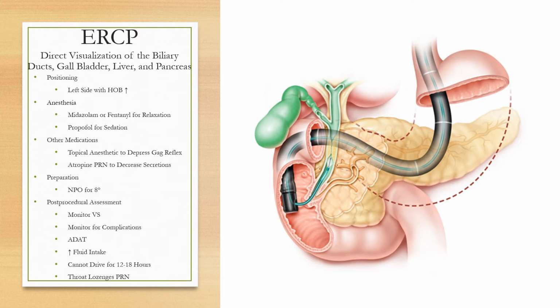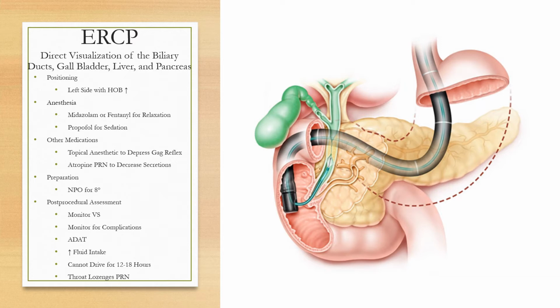Okay, note the shape of the pancreas. It really reminds me of a fillet of fish, and maybe that's why I don't like eating fish now. And the tip of the pancreas, the tail we call it, almost touches the spleen. It's quite long. Okay. All right, so what does it allow? Well, it allows us to directly visualize the biliary ducts, the gallbladder, the liver, and the pancreatic ducts.